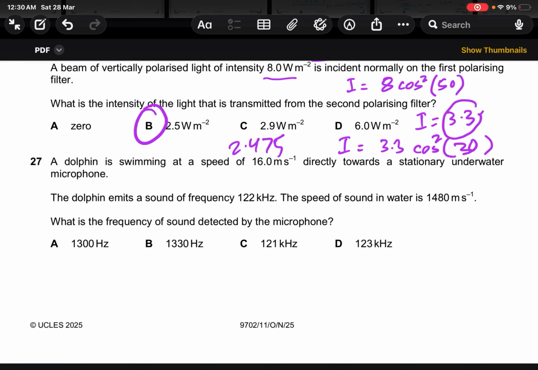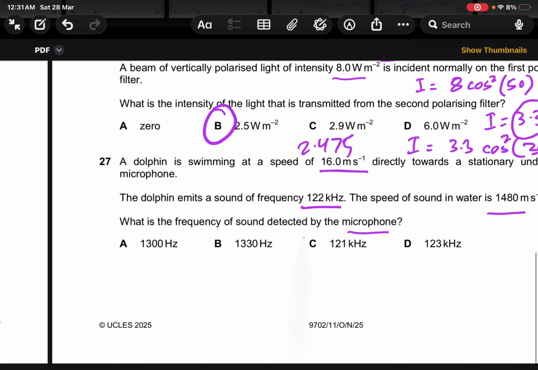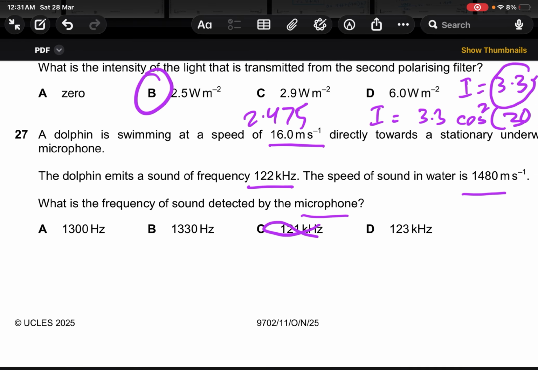A dolphin is swimming at a speed of 16 meters per second directly towards a stationary underwater microphone. The dolphin emits a frequency of this, and the speed of sound is this. The frequency of sound detected by the microphone, obviously it's going to be greater than 122 because the dolphin is moving towards it, so we cross this, and 121 is going to be crossed.